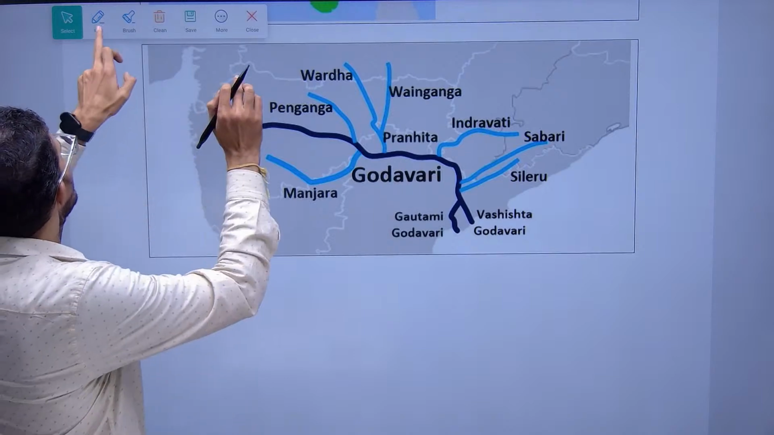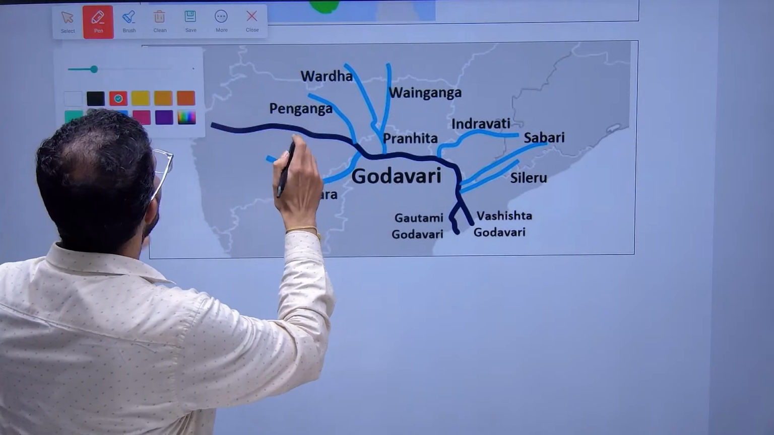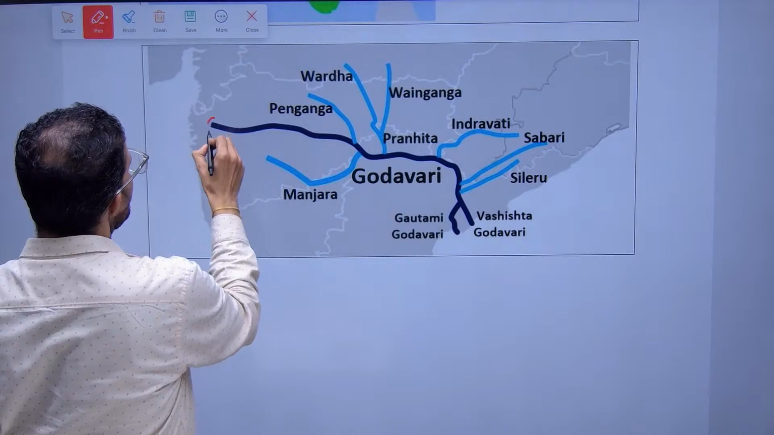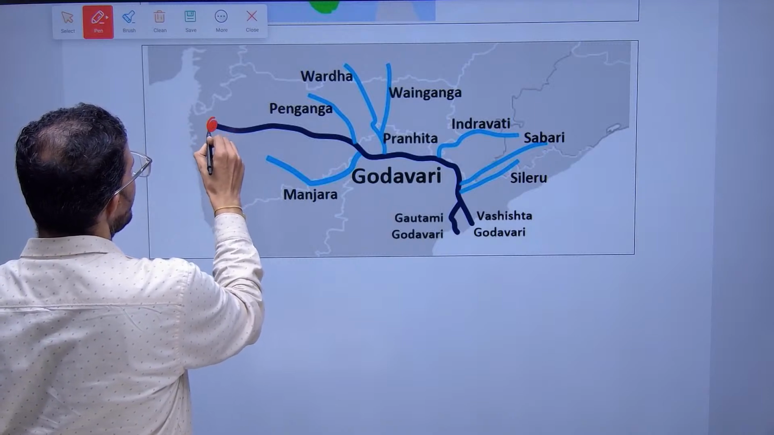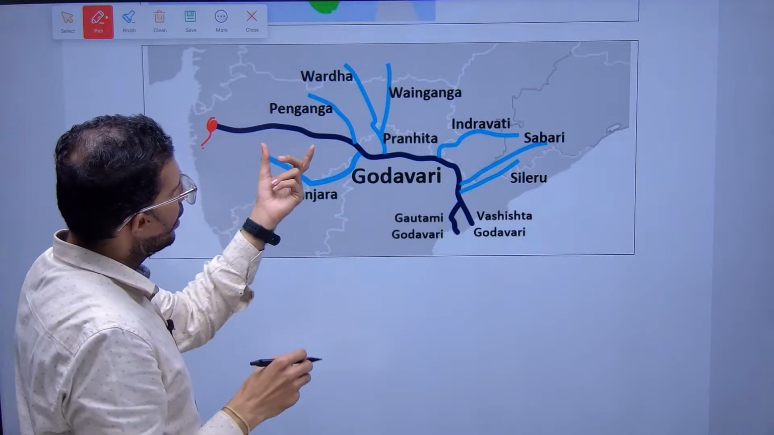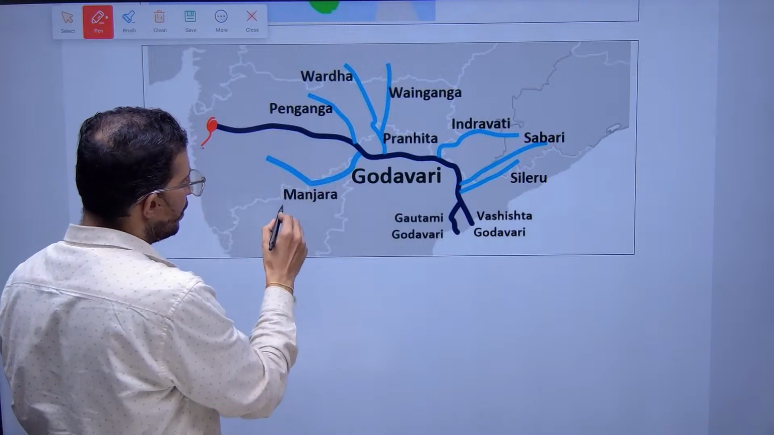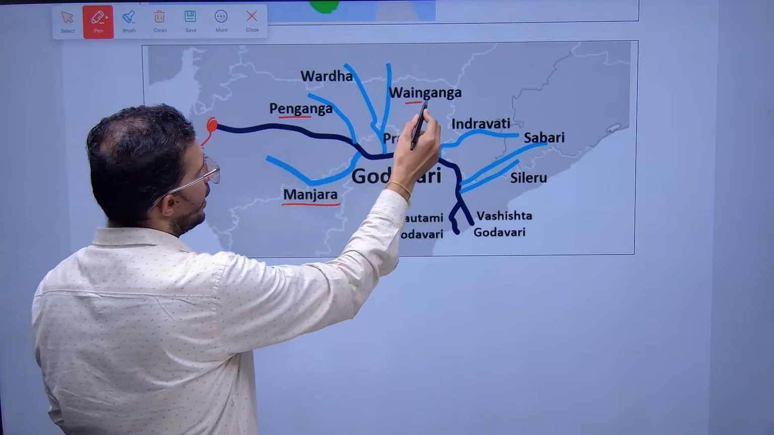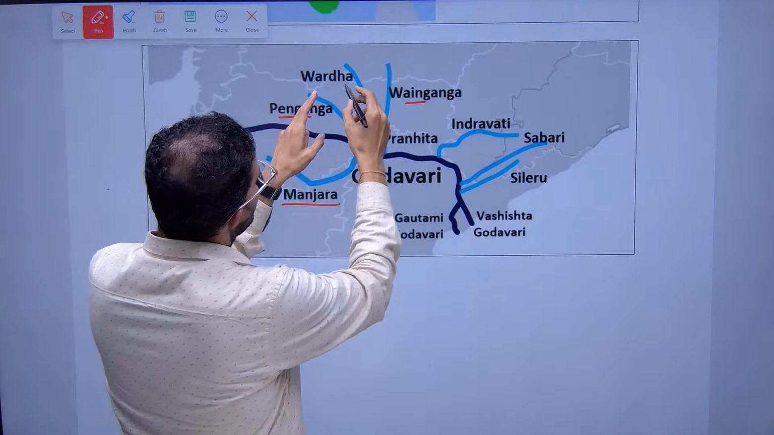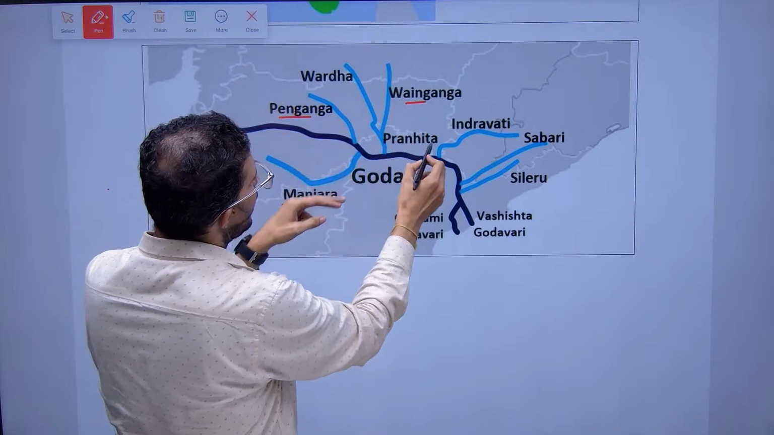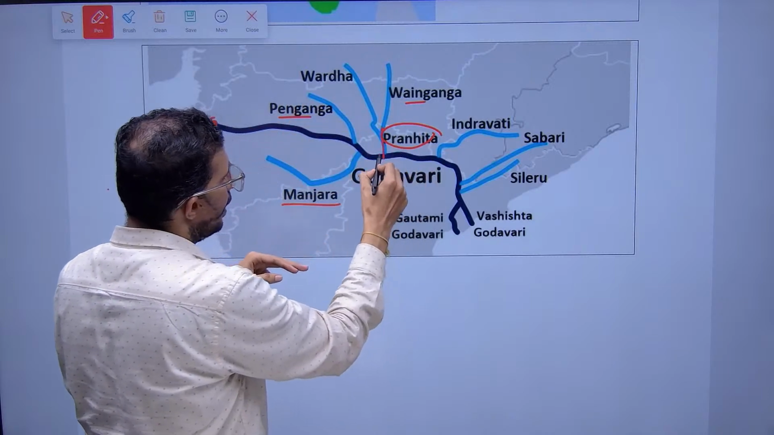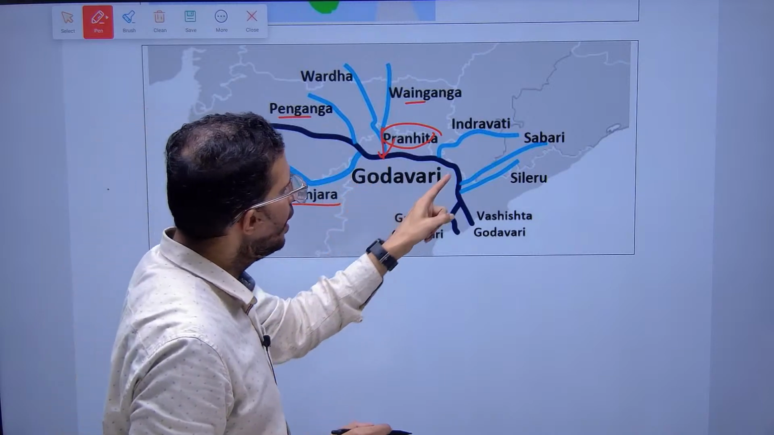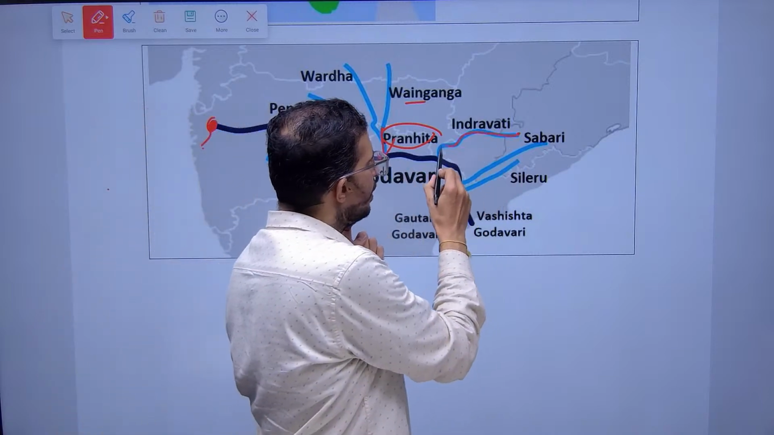See the origin of the Godavari at Trimbakeshwar, Nashik. Then this river is joined by the Manjara river, Penganga, Wainganga. If you see, the Wardha and Wainganga are known as the Pranhita. It joins the Godavari, and this one is the Indravati.